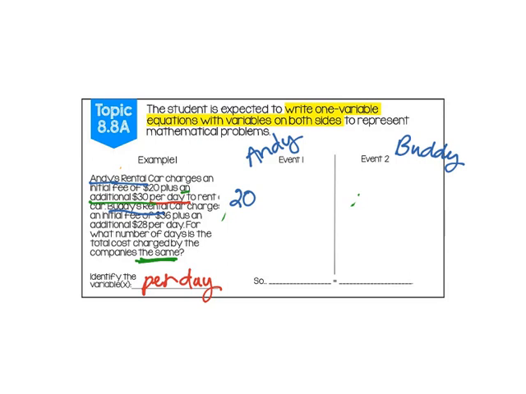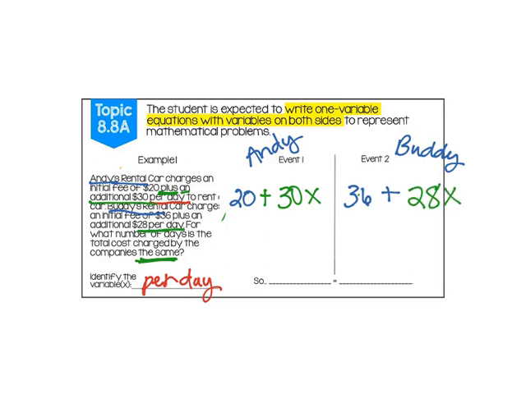Per can also be associated with multiplication. So plus 30x. And I get that plus from where it says plus. Okay, let's look at Buddy. Buddy's rental car charges an initial fee of $36. So we're starting here with Buddy. Buddy starts off with $36 plus an additional $28 per day. Okay, so that's our variable, 28x.